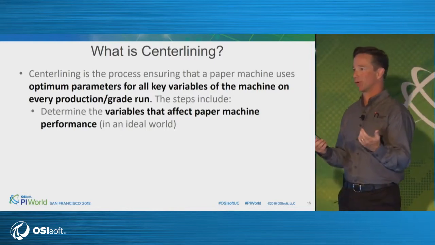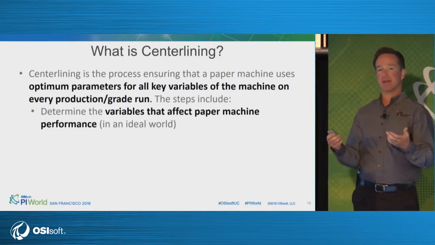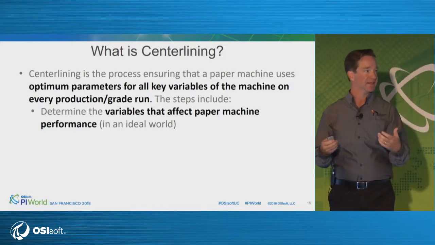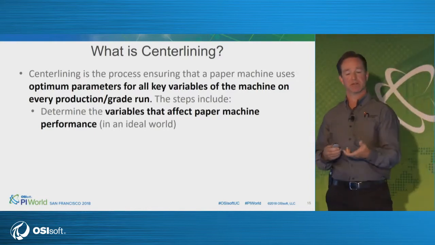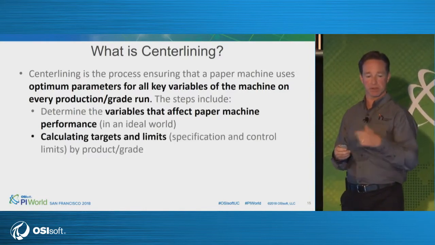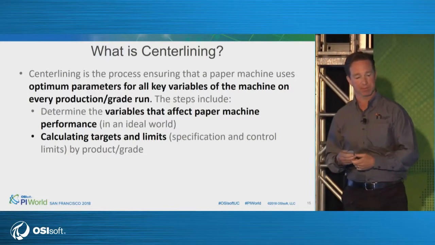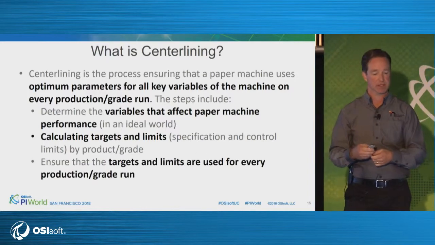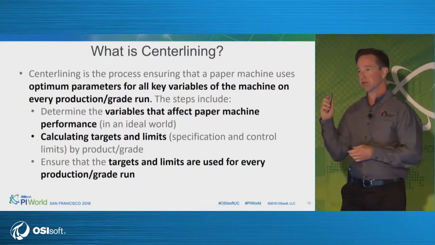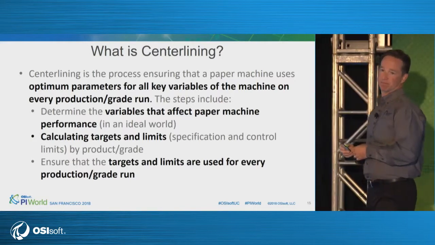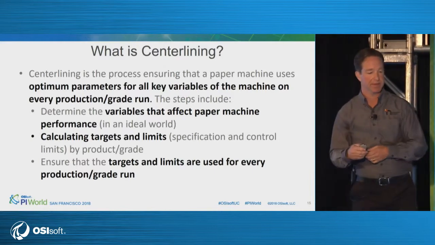And that's in an ideal world. What I mean by that is a lot of mills we see try to centerline everything, so you're centerlining nothing. You really have to figure out what it is that's important to get this narrowed down. Calculate those targets and limits by product, or by grade, as we call it. Ensure that these are used every single time, okay? That's what we really need to know.